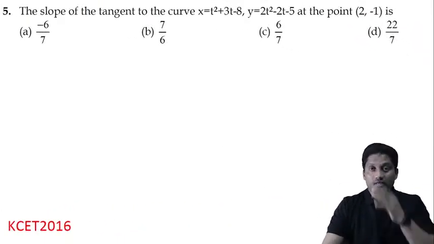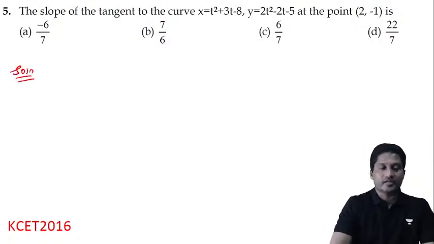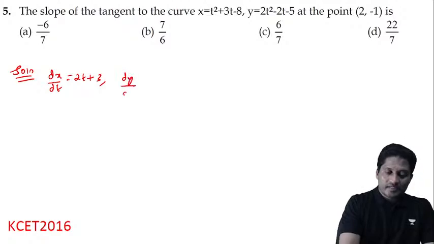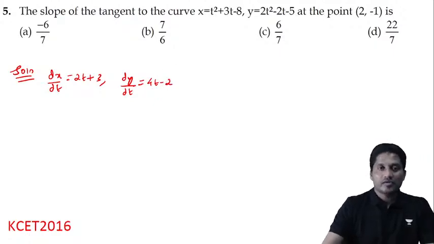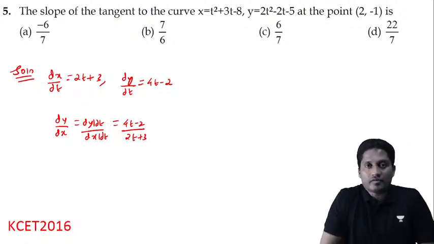Slope of the tangent to the curve at the point 2 comma minus 1. First I'll use parametric differentiation and find out slope dy by dx. dx by dt is equal to differentiation of t square is 2t, differentiation of 3t is 3. dy by dt is equal to 2t square is 4t, differentiation of 2t is 2. Now dy by dx is equal to dy by dt upon dx by dt. dy by dt is 4t minus 2, dx by dt is 2t plus 3. Right, I'm supposed to find what is the value of t.